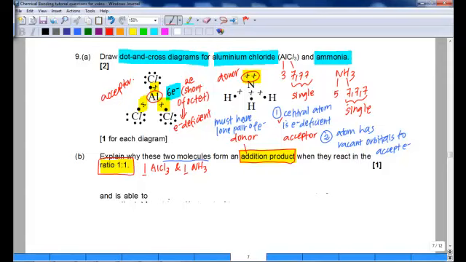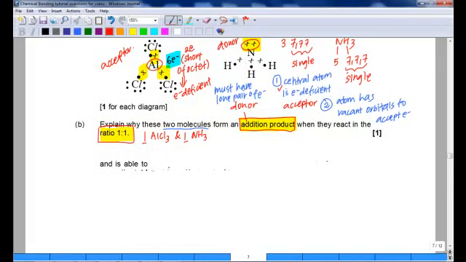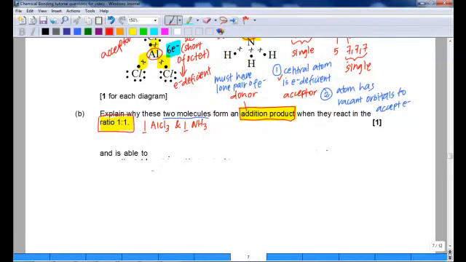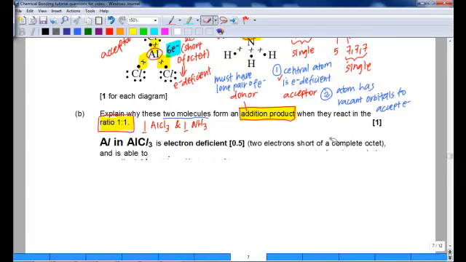So how do we, in this case, explain why it forms? Very simple, explain, which is actually just what we went through. So the first thing is, we need to mention that Al in AlCl3 is electron deficient, 2 electrons short of an octet. Take note, in the presentation of your answer, you need to have this exactly. It is the Al in the AlCl3 that is electron deficient. Please take note of this part. You must have this.